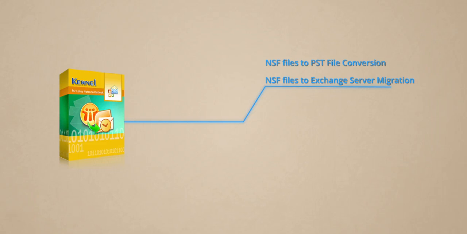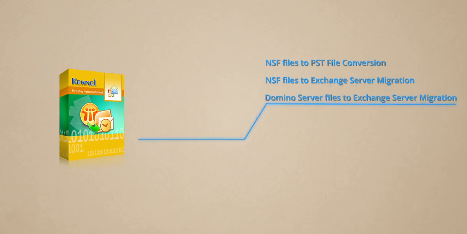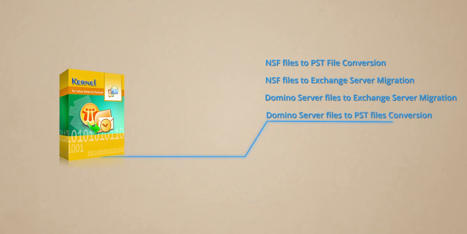The software allows four types of migration scenarios. 1. NSF files to PST file conversion. 2. NSF files to Exchange server migration. 3. Domino server files to Exchange server migration. 4. Domino server files to PST files conversion.